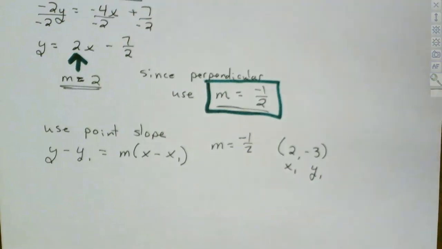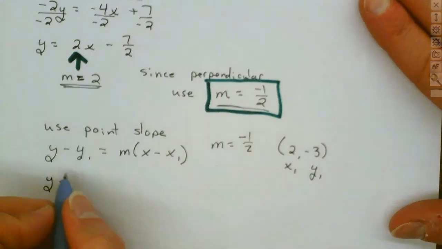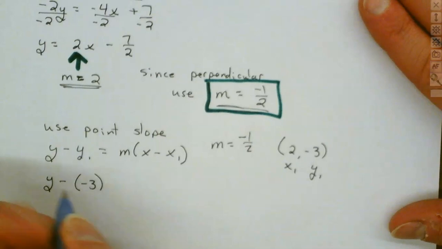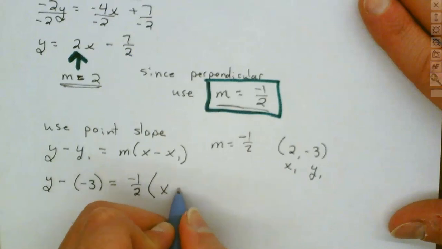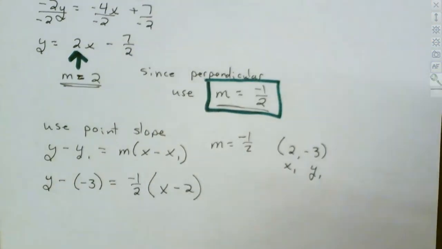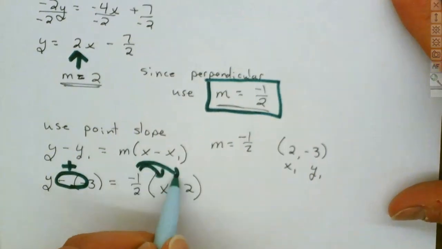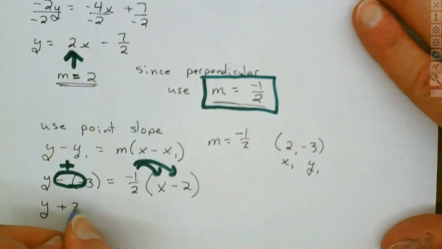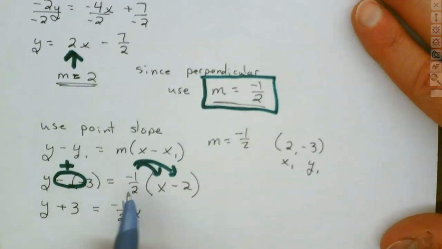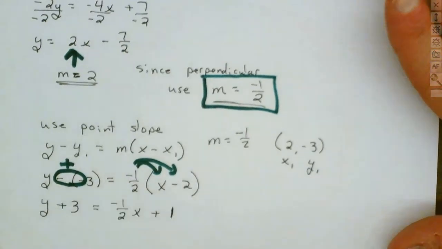Okay, let's fill it in and see what we now have. So filling this in, we get y minus, watch your double negatives here, minus 3 equals minus 1/2 times x minus 2. Double negative makes that positive. Distribute that negative 1/2 through. And now we get y plus 3. Distributing that half through, we get minus 1/2 x. Double negative makes it positive, and half of 2 is a 1.